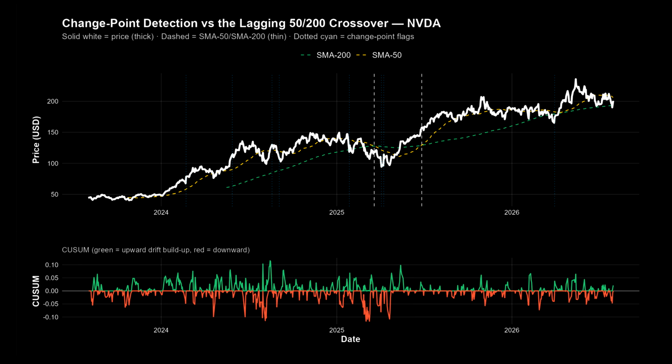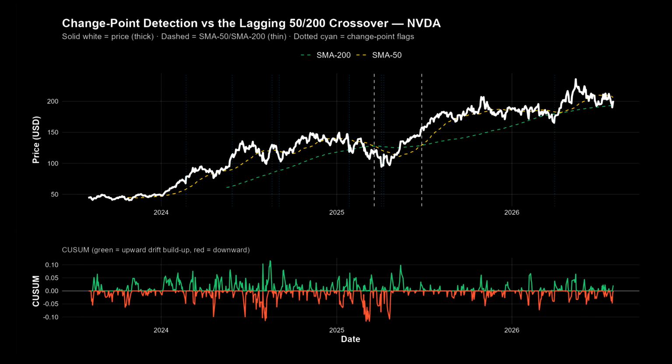The first thing to notice is that these cyan flags aren't rare. They fire repeatedly across the whole series. A cluster in late 2023, another cluster through the choppy consolidation in mid-2024, one in early 2025, and another late in 2026. That's the honest trade-off with change point detection. It's sensitive. It doesn't just catch the one big regime shift you care about. It also fires on smaller, shorter-lived shifts in the return series that don't necessarily turn into a lasting new trend.